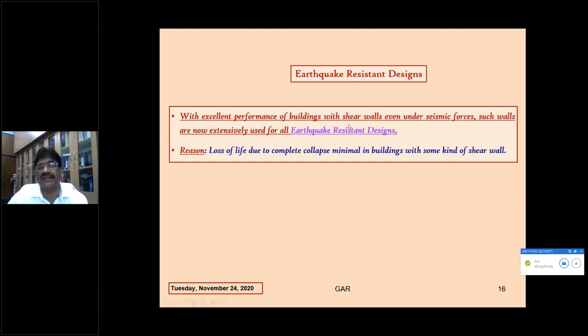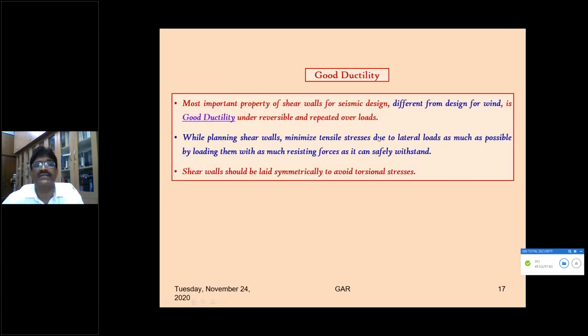There is excellent performance of buildings with shear walls, even under seismic loading, in earthquake resistant design. In earthquake resistant design, the whole idea is to control the loss of human life and also property. We don't let the building collapse. So we have to design the system for earthquake resistant load. Now, it's good detailing that makes the difference between normal walls and the shear walls adopted in earthquake resistant design.